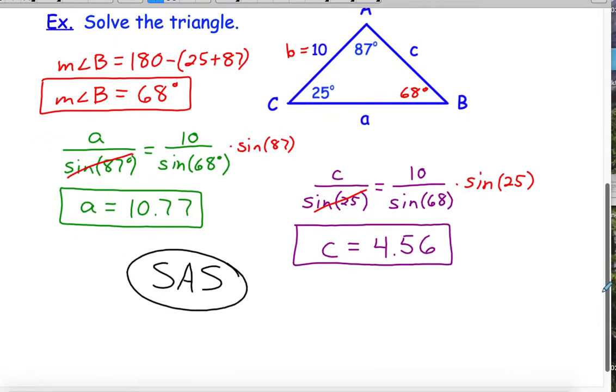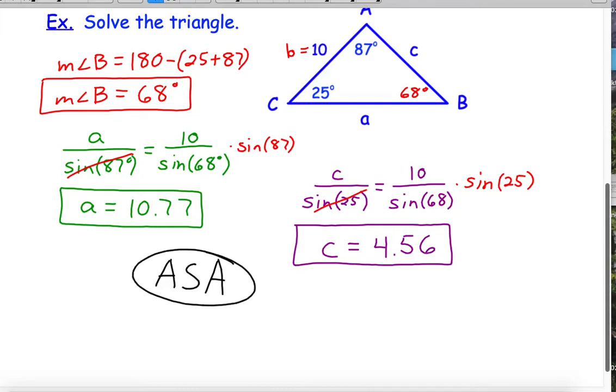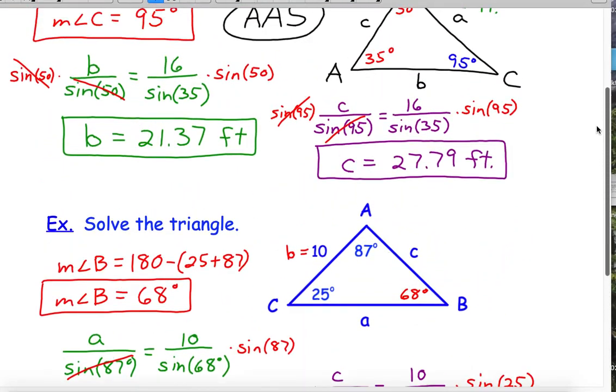Ooh, on this one I said it wrong. Apologize. I'm looking at it and I'm saying the opposite. This one we were given 2 angles and the side between them. Angle, side, angle. And that was a way of proving triangles congruent.